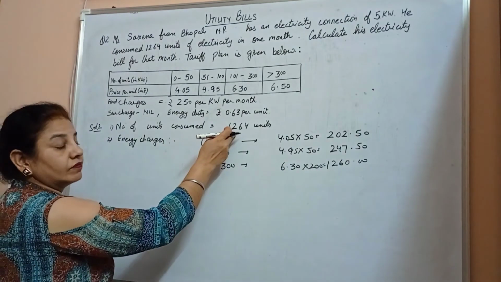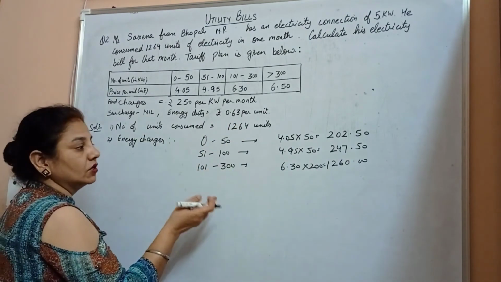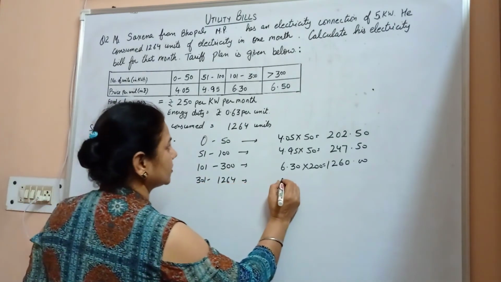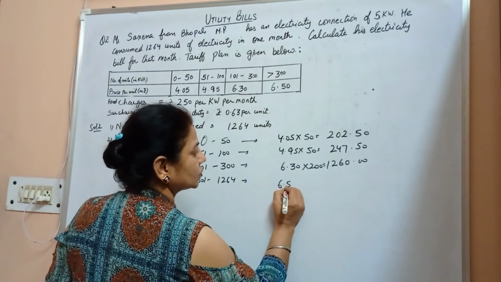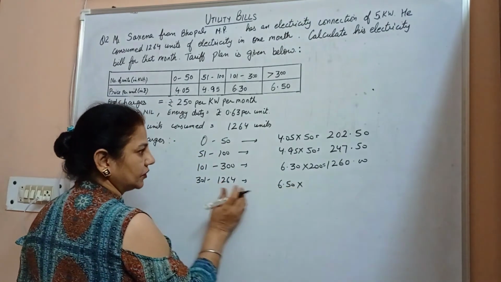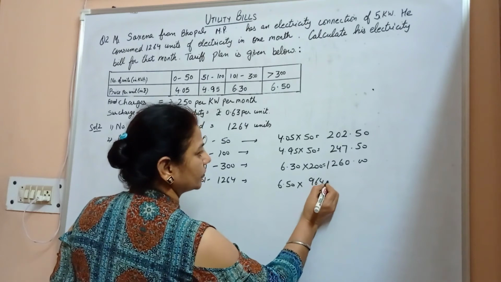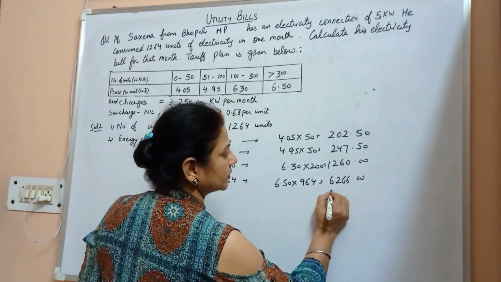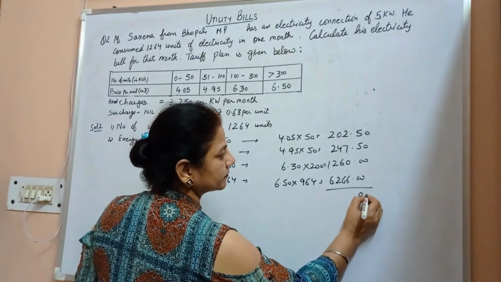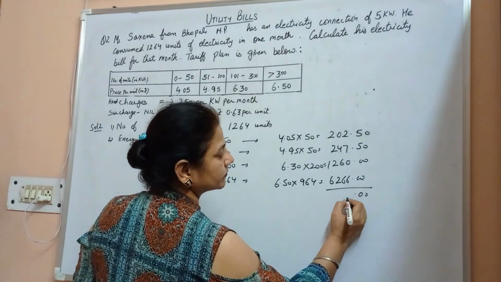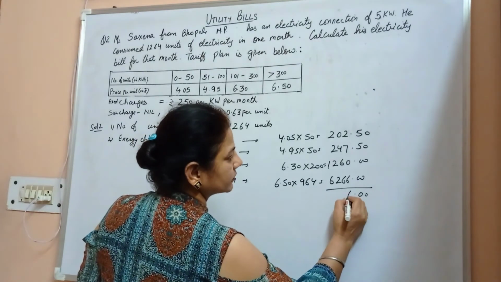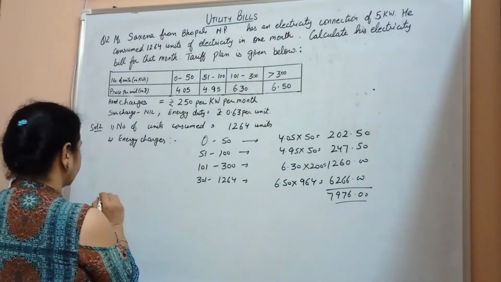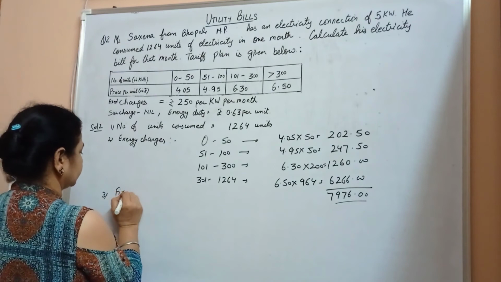As the consumption is 1264 units, it is greater than 300, so we will write here 301 till 1264. That is 6 rupees 50 paisa, and the number of units is 964 units. This comes out to be 6266 rupees. Total 7976 rupees.